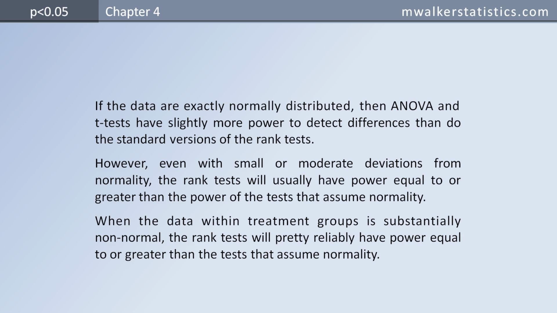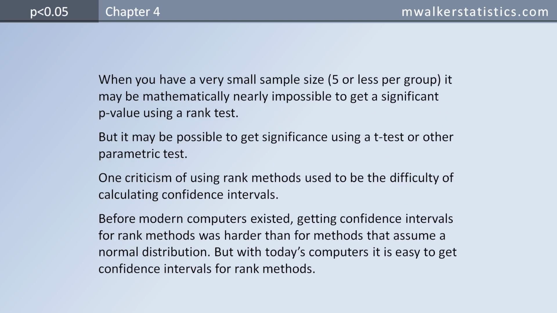However, even with small or moderate deviations from normality, the rank tests will usually have power equal to or greater than the power of the tests that assume normality. When the data within treatment groups is substantially non-normal, the rank tests will pretty reliably have power equal to or greater than the tests that assume normality. When you have a very small sample size, 5 or less per group, it may be mathematically nearly impossible to get a significant p-value using a rank test. But it may be possible to get significance using a t-test or other parametric test.